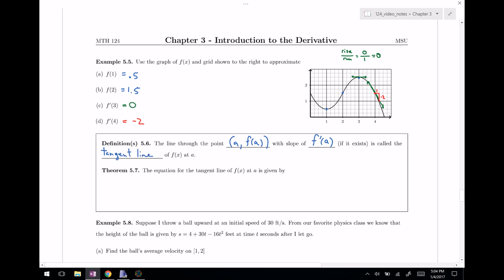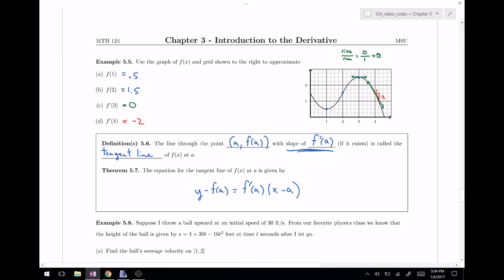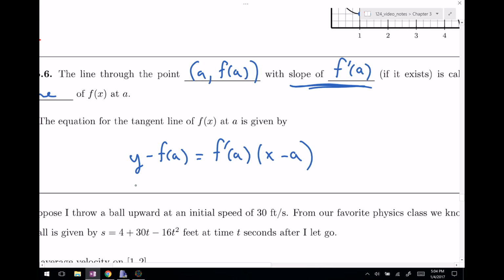So notice it has the slope, which is the derivative. This has an equation, right? We can actually write this down. So the equation for the tangent line of f of x at a is given by y minus f of a, so whatever this value is, equal to f prime at a, so the derivative of f at a, times x minus a. And so if you remember your good old point slope formula, this of course comes exactly from that. So if you wanted to actually prove this, you would use the point slope formula, which says that y minus y naught is equal to m times x minus x naught.